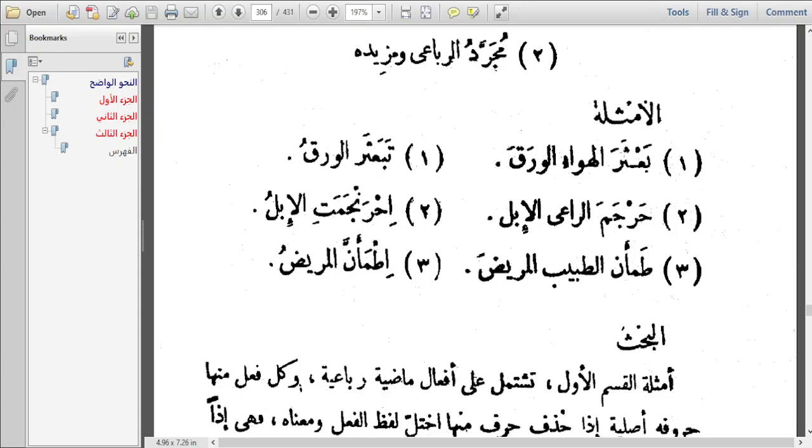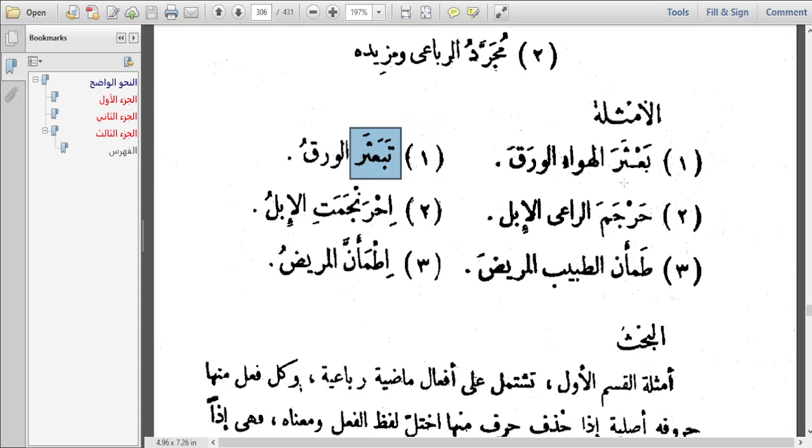From the amthila, you have ba'athara al-hawa'u al-waraqa. Al-hawa is wind, or air. Ba'athara is to scatter, to spread something. So ba'athara al-hawa'u al-waraqa: the wind spread the papers, or the sheets, or even the leaves. Look right opposite it. You see that in the verb, something has been added.